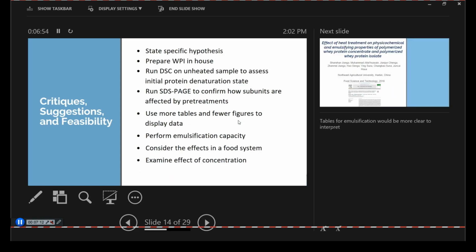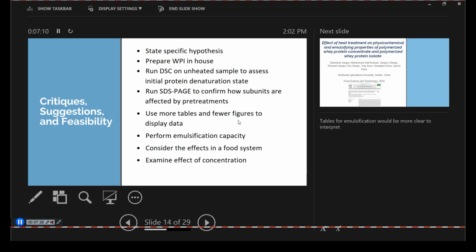And now some critiques of the first article. So they didn't have a very specific hypothesis. They just kind of said they thought that these treatments would change emulsifying abilities. So it's really good to have a direction, like do you think it's going to get better or worse with your changes that you're making?